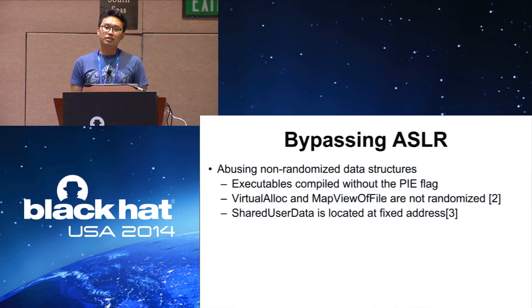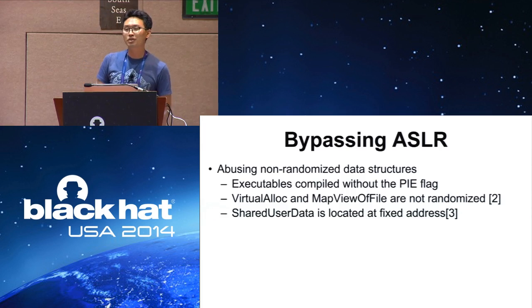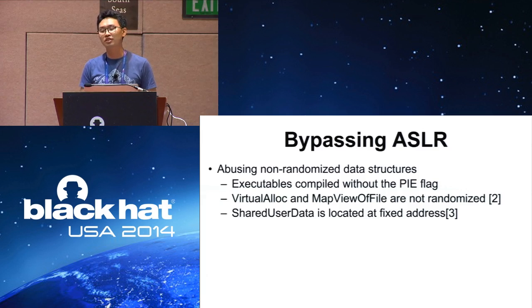To bypass ASLR, there were generally two different approaches. The first one is taking advantage of non-randomized data structures. For example, an executable compiled without the PIE flag does not support ASLR for that specific module. Because there is no ASLR, it uses a fixed address.